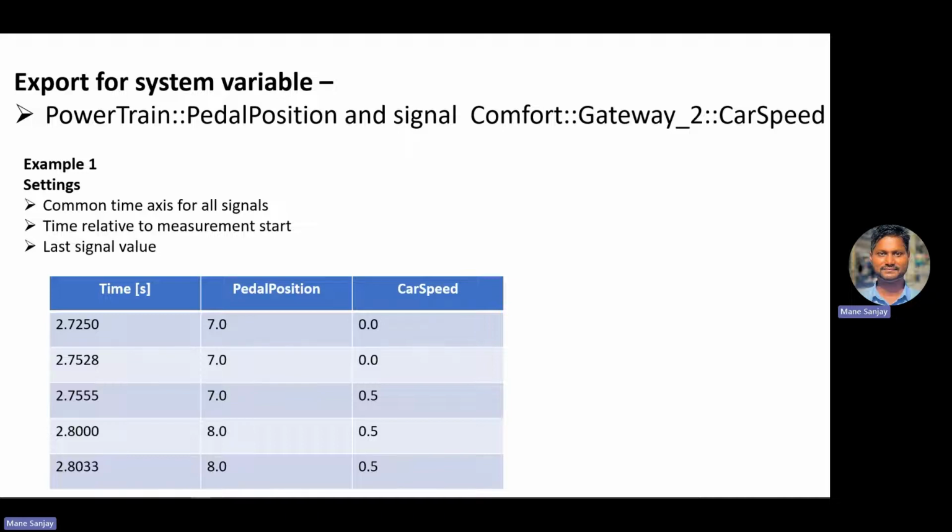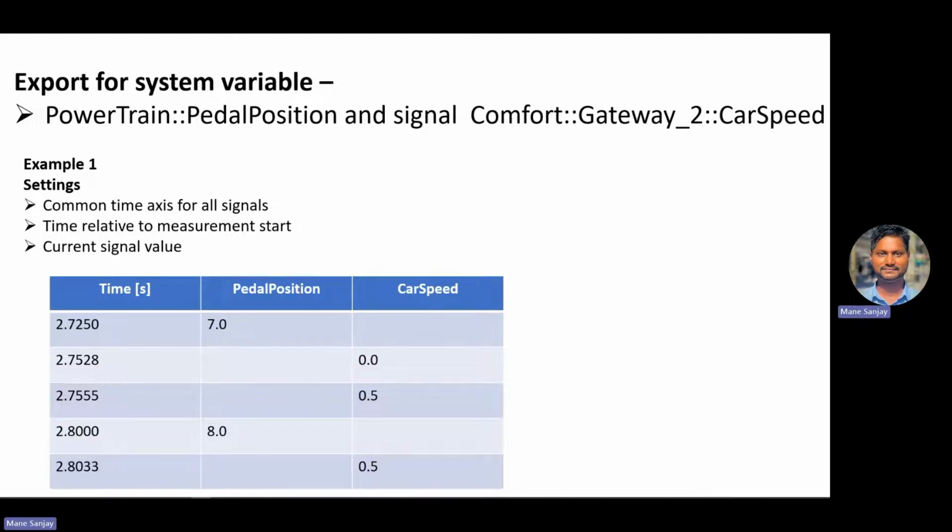And why this is required, just imagine if I use this option, common time axis for all signals, time relative to the measurement start and current signal value, and if I export this into the mat file, it will end up with an error. The reason is the mat file basically generates the arrays in MATLAB. Can you imagine arrays with blank space being possible? No, the answer is a big no. So that would end up with the error.